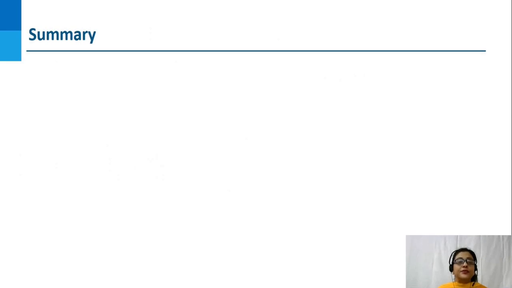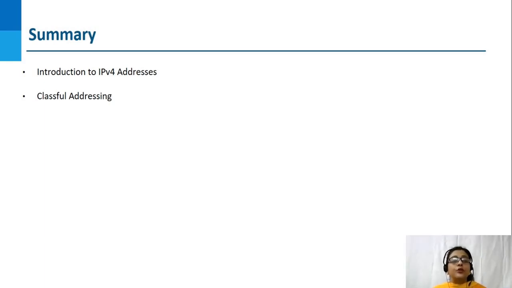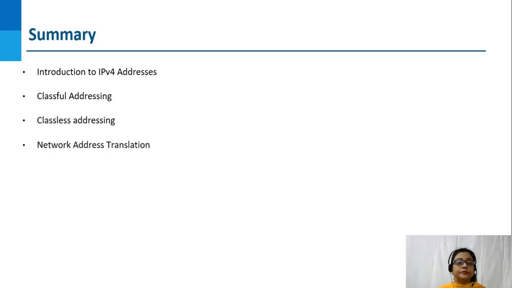To summarize, in this video we have learned about the introduction to IPv4 addresses. We have touched upon classful addressing. We have looked into the 5 different classes A, B, C, D, and E. We have understood classless addressing and CIDR notation. We have touched upon network address translation.